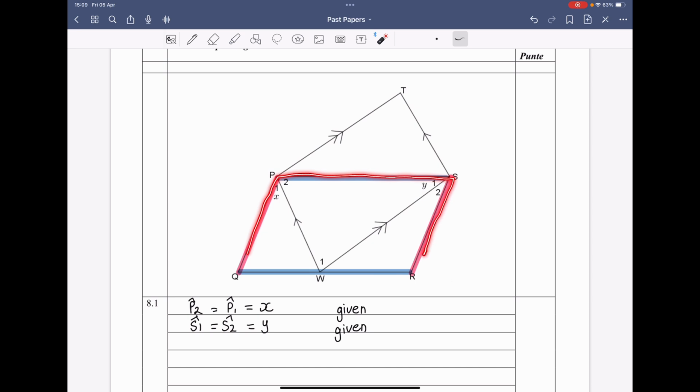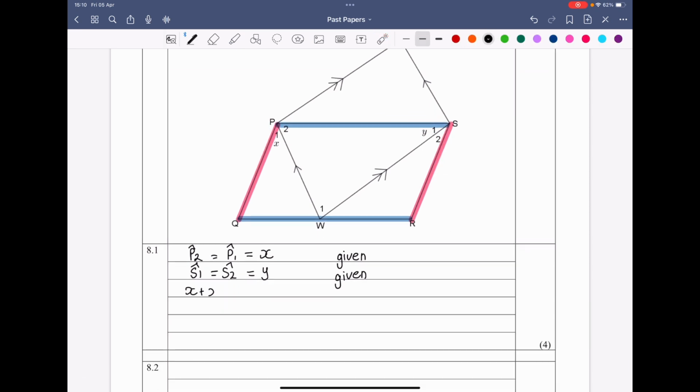So, for example, if these two are parallel, this PQ and this SR, then co-interior angles add up to 180 degrees. So that means that this angle here plus this angle here is going to equal 180 degrees. So I'm going to have P1 plus P2 plus S1 plus S2 is equal to 180 degrees. But I just found out that P1 is equal to P2 and it's equal to x, and that S1 is equal to S2 is equal to y. So that means that x plus y is equal to 180 degrees, and that's because of co-interior angles of these parallel lines.